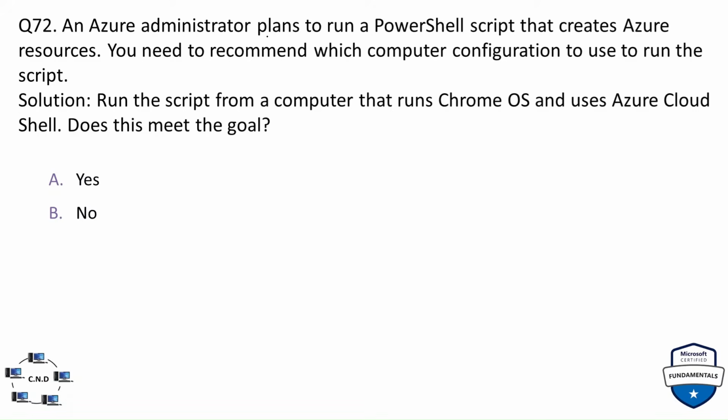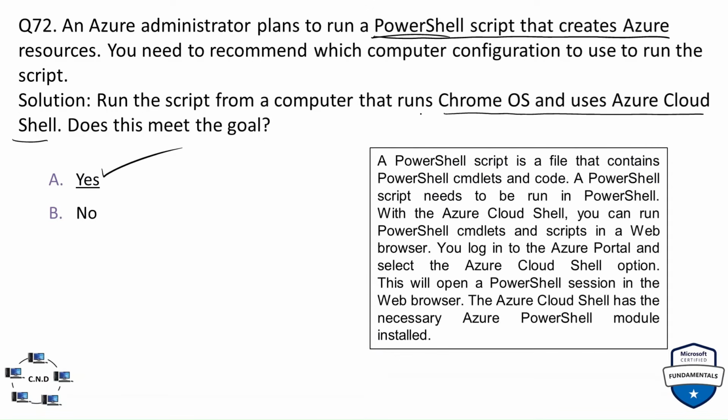Again, an Azure administrator plans to run a PowerShell script that creates Azure resources. You need to recommend which computer configuration to use to run the script. This time the solution is to run the script from a computer that runs Chrome OS and uses Azure Cloud Shell. Does this meet the goal? And this time the answer is yes, because for the PowerShell script, the Azure Cloud Shell does meet the requirement.